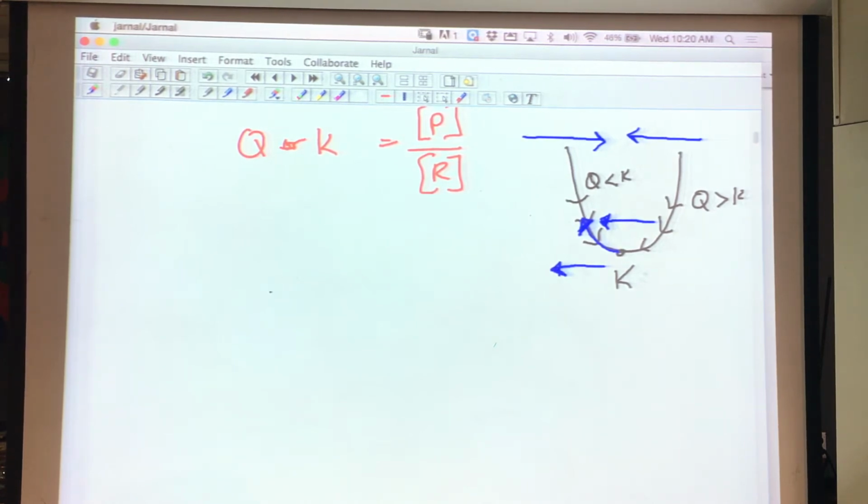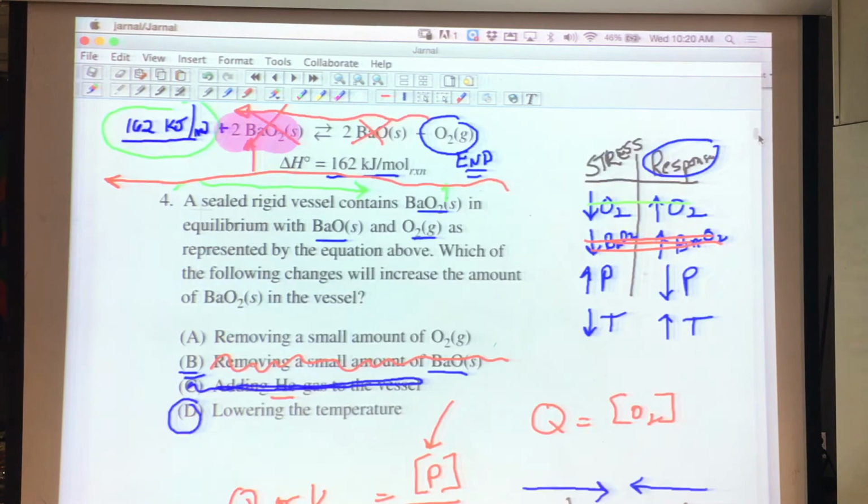Or, just if you have to memorize anything, we always favor the exothermic reaction, which is the reverse in this case, when you decrease the temperature. I don't care how you do it. Okay? So this is a question a lot of people got wrong for many different reasons. You will see pieces of this somewhere. That's what this is about.